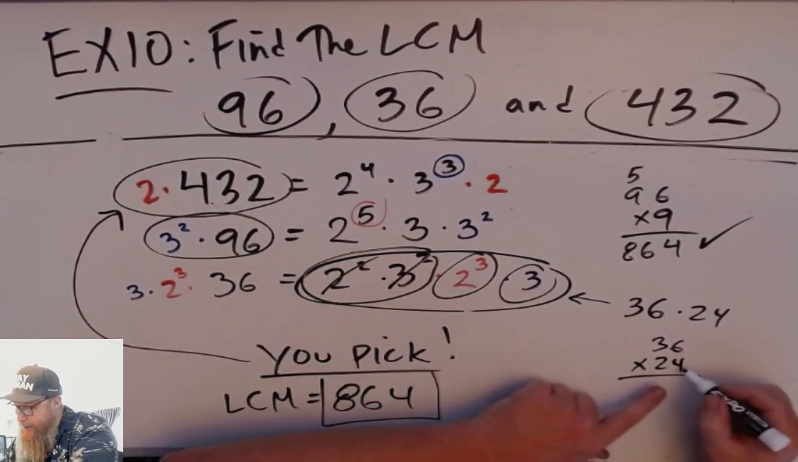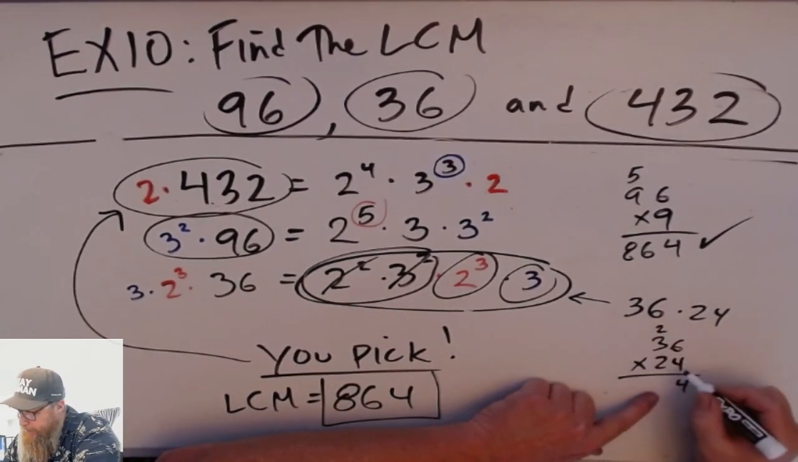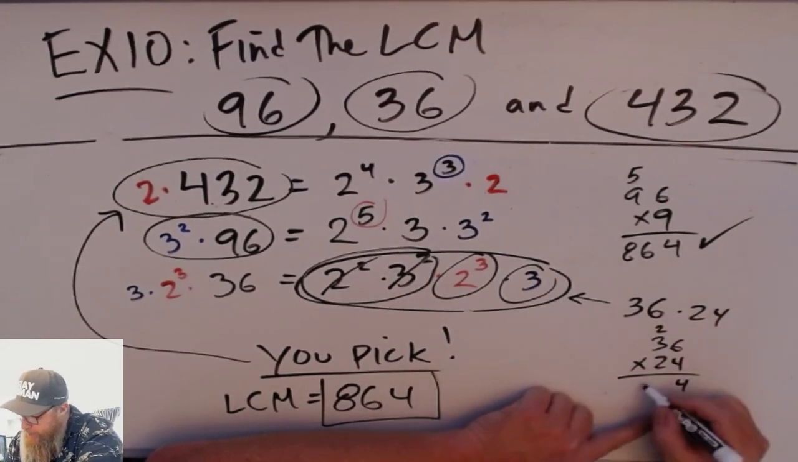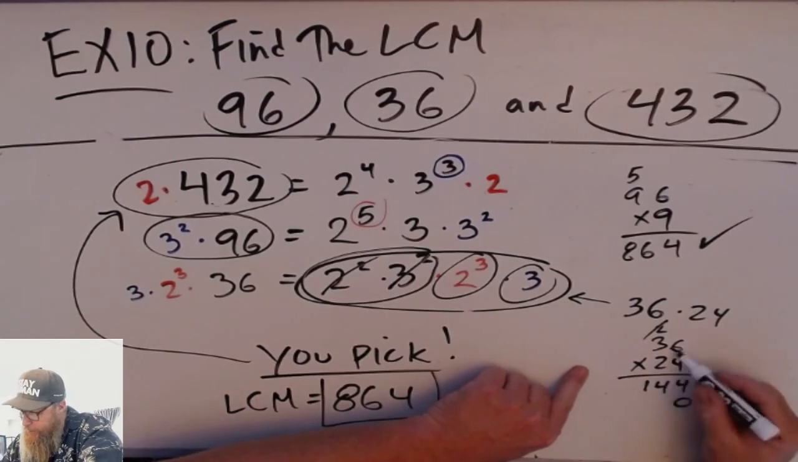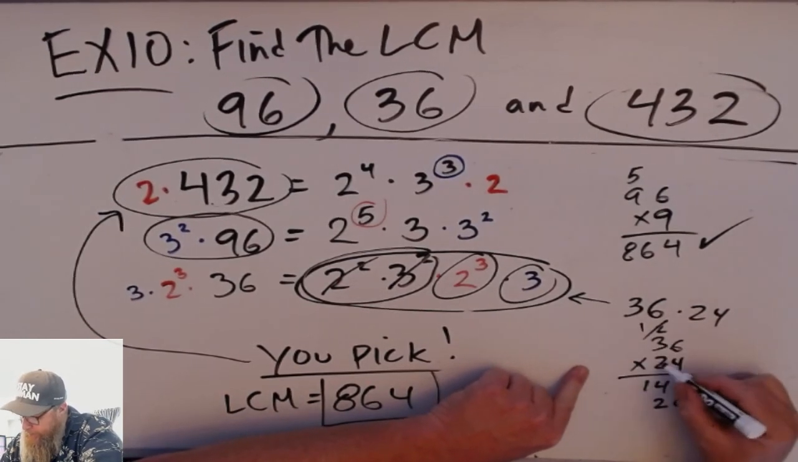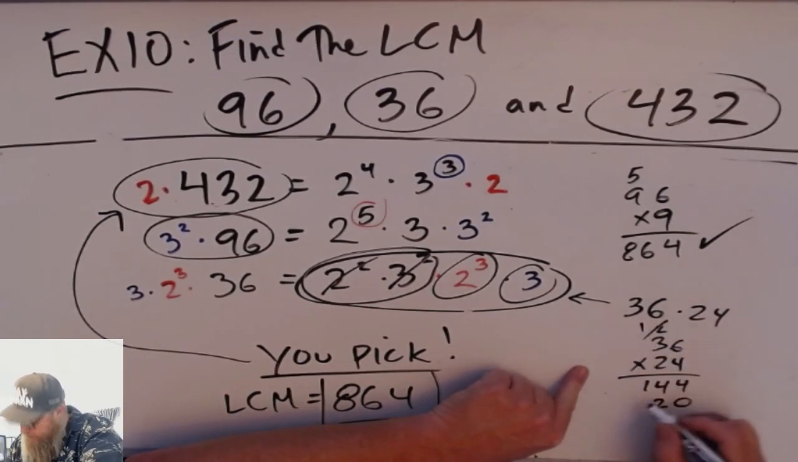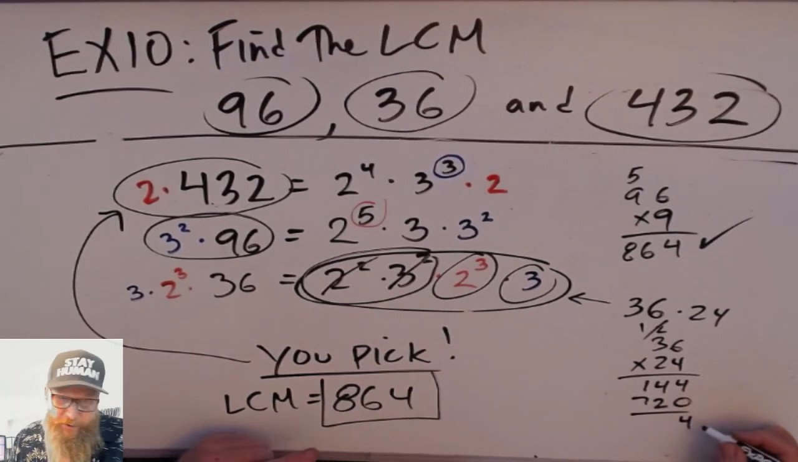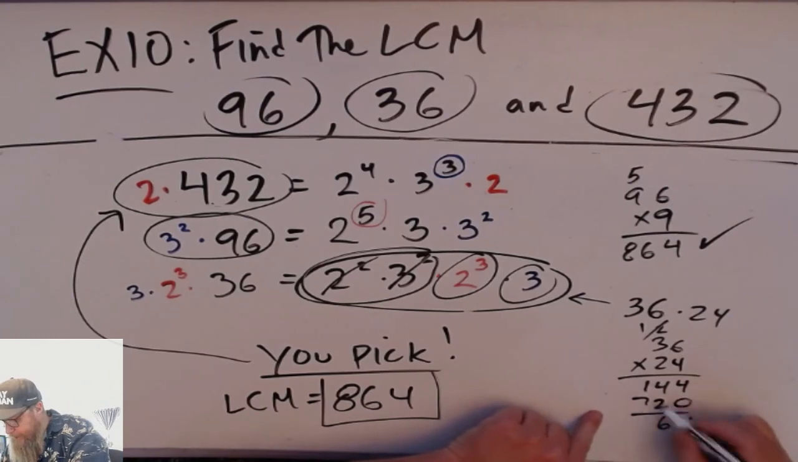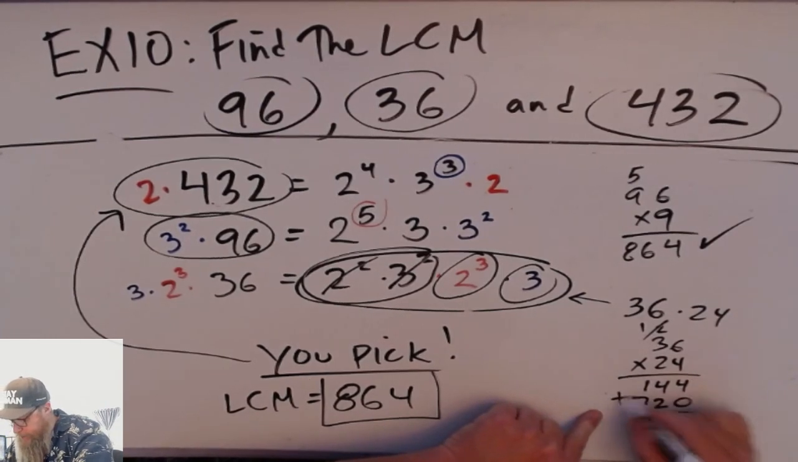Oh, man. 4 times 6 is 24. Carry the 2. 4 times 3 is 12 plus 2 is 14. Put a placeholder. Cross off your old ones. 2 times 6 is 12. Carry the 1. 2 times 3 is 6 plus 1 is 7. Sometimes I get these wrong, by the way. You can use your calculator if you really want. 4 plus 2 is 6, and 7 plus 1 is 8.